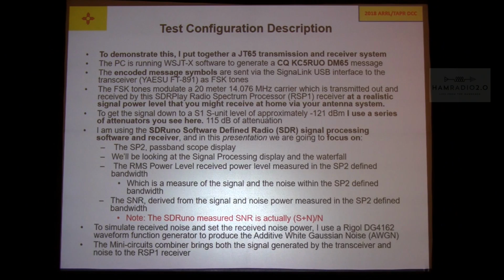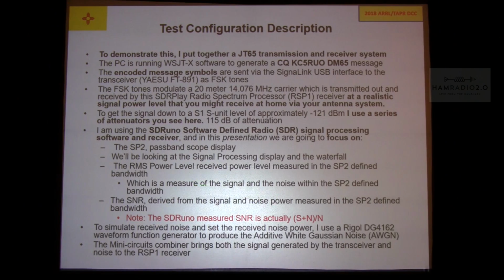These are all the bullets that went along with that. One thing I do want to mention, though, is that in the upcoming displays, we only have to focus on a few things. We're going to be focusing on what's called the SP2 passband scope display on SDRuno. And we're going to be looking at not only the signal processing display, but also the waterfall. We're going to really home in on the RMS power level that was received during these test cases, and that's the received power level as measured across that SP2 processing bandwidth.